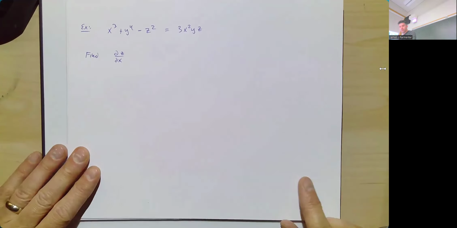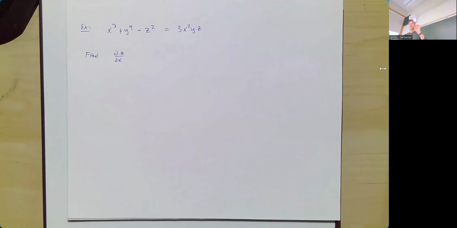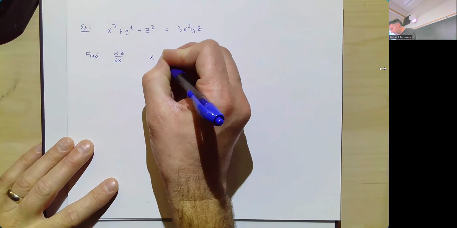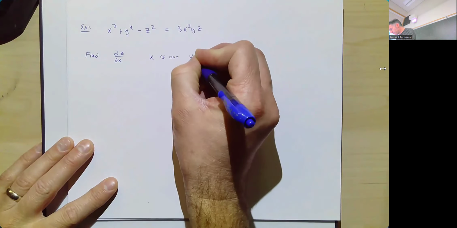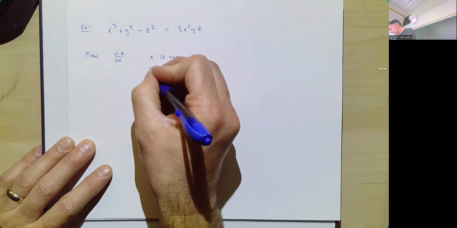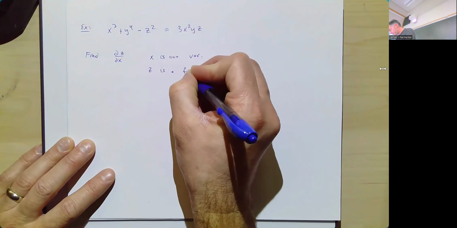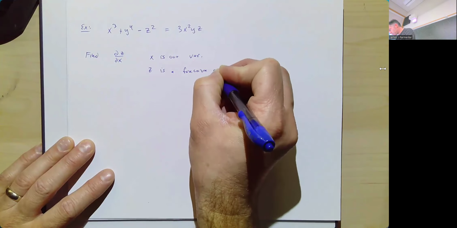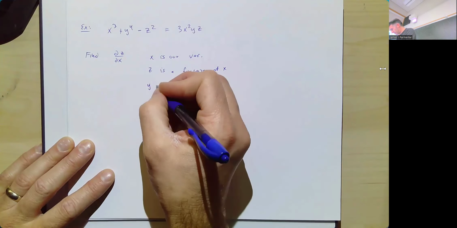Okay, so if we're gonna find del z del x, here's what we have to remember to think about. X is our variable. Z is a function of x. And y is acting like a constant.